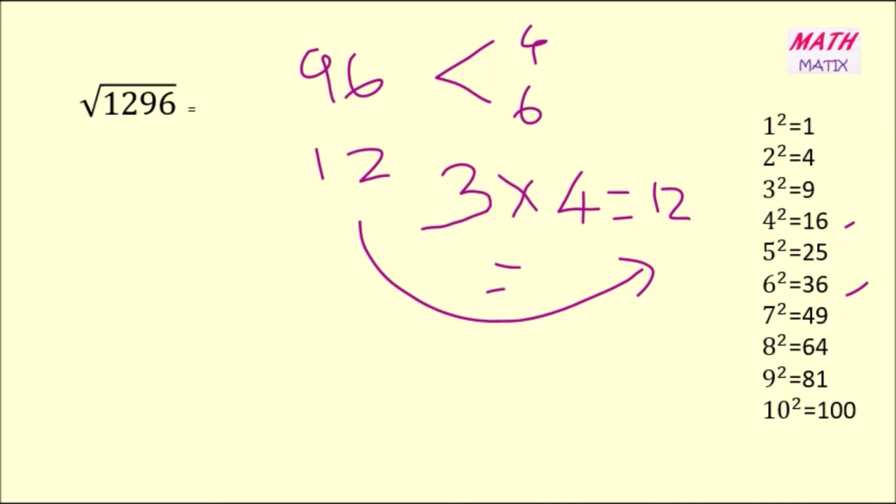So this is a small trick. Either it is greater than or equal to, we should take the greater number. If it is less than, we should take the lesser number. Now this is equal to, so I will take the greater number among 4 and 6, that is 6. And then taking this 3 here, 36. So square root of 1296 is 36.